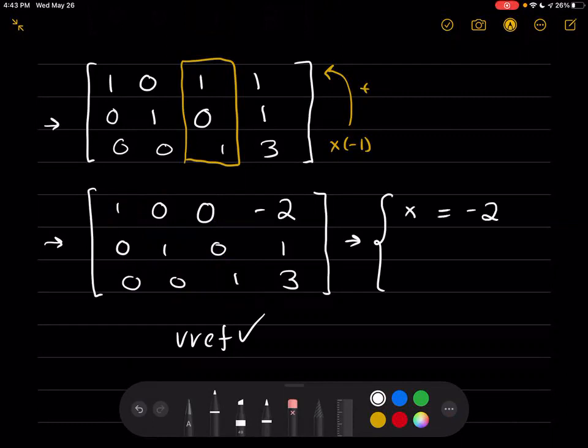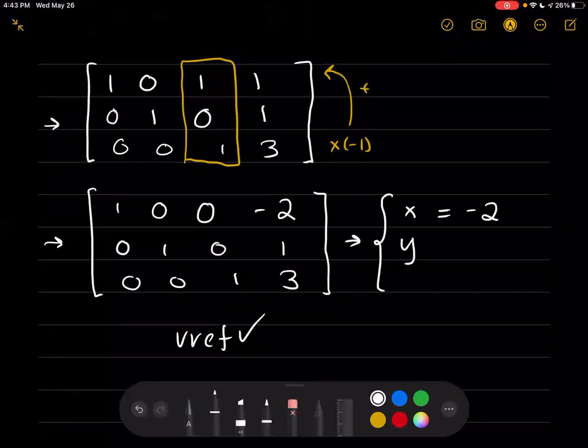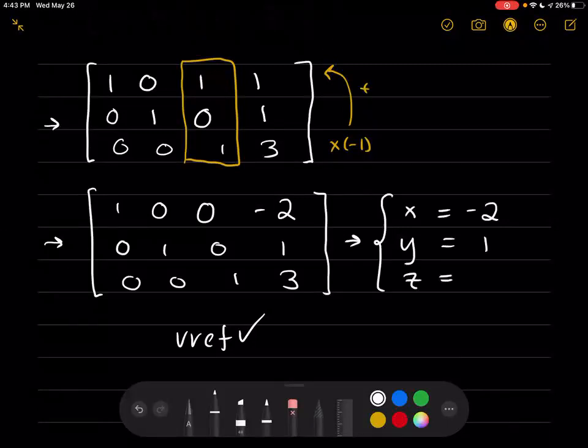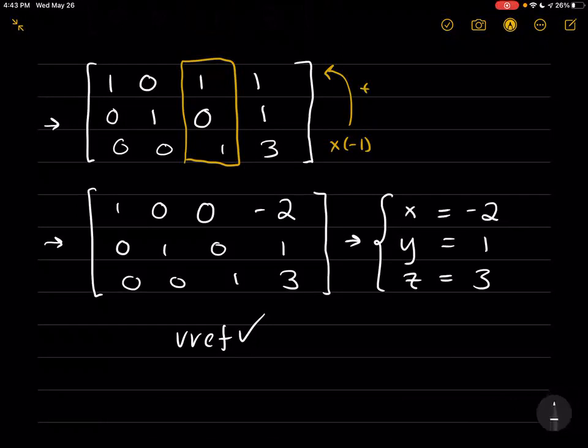We get 0, so no x, and then 1 for a y, 0 for z, so no z there, and then equals 1. And then for the last one, 0, 0, so no x's or y's, and then 1 for z, and then equals 3. You don't have to do any back substitution. The solution's already there. It's just x equals -2, y equals 1, and z equals 3.